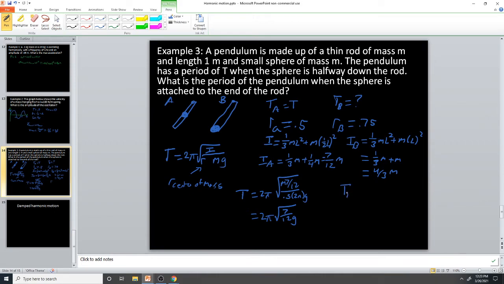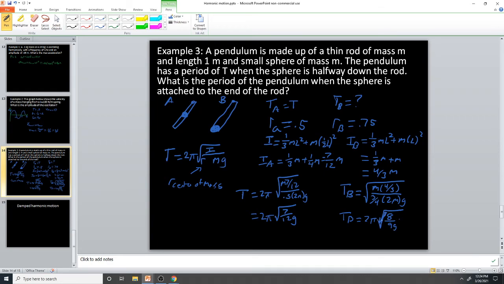Same thing over here. T B equals 2 pi square root of m times 4/3, all divided by 0.75 for the R, times 2m g. Again, we get a little bit of cancellation, but I should get that T B is equal to 2 pi square root of 8 over 9 g. Is that right? Yeah, 8 over 9 g.